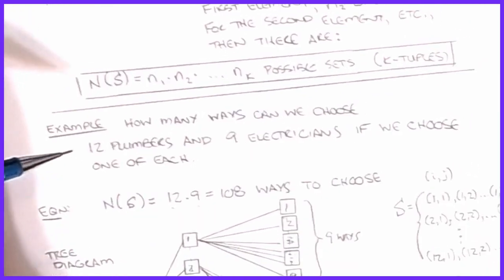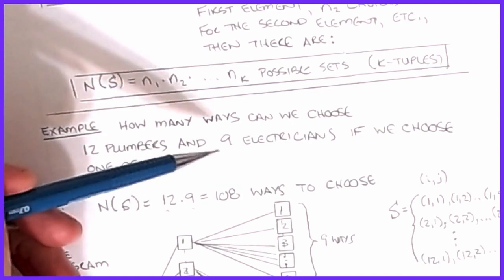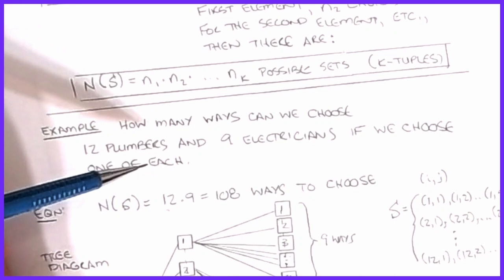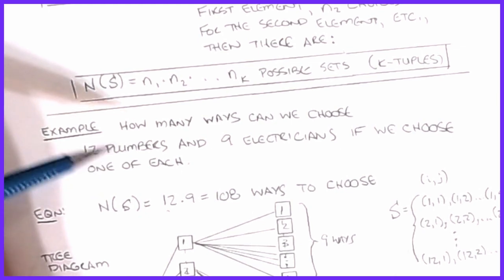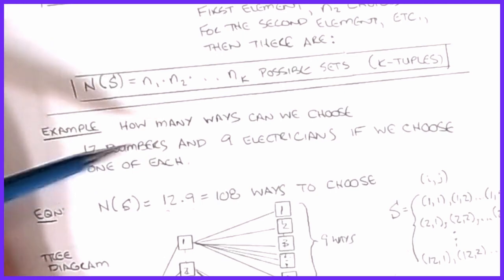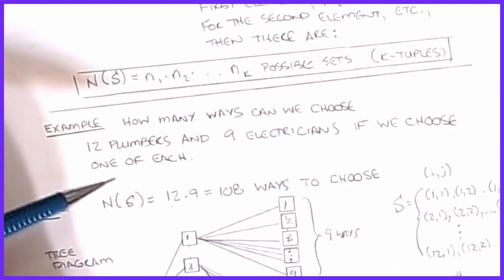For the first example, we're going to look at how many ways we can choose 12 plumbers and 9 electricians. This problem was originally a Rolodex problem, to give you some idea of how dated it is. I guess we don't really have Rolodexes anymore, but number of cards or contact lists or whatever we have on there. How many different ways can I choose a plumber and an electrician from this list?